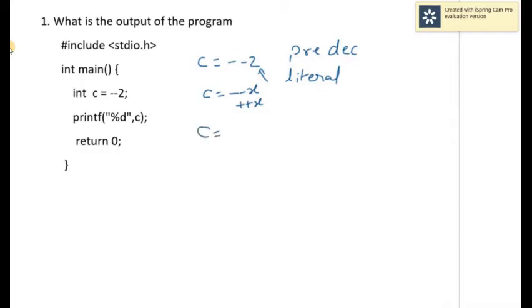Suppose the statement is defined like this: c equal to minus, space, minus 2, and here there is no space. If space is given here, it will be understood like minus of minus 2, so the answer will be 2. If there is no space, it is a literal and cannot be used with any decrement or increment operator, so we will get a compiler error.